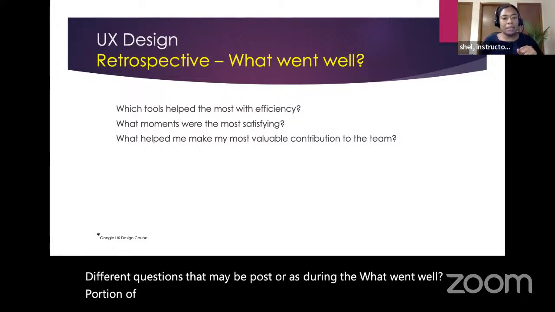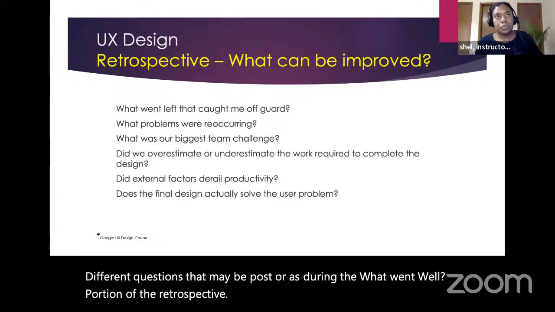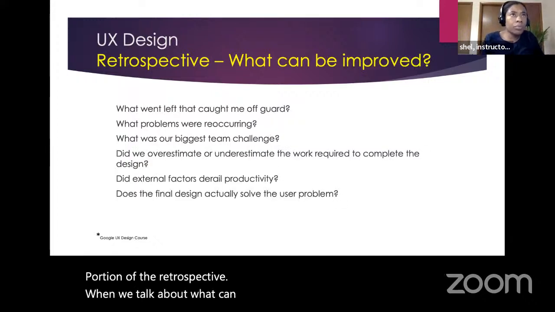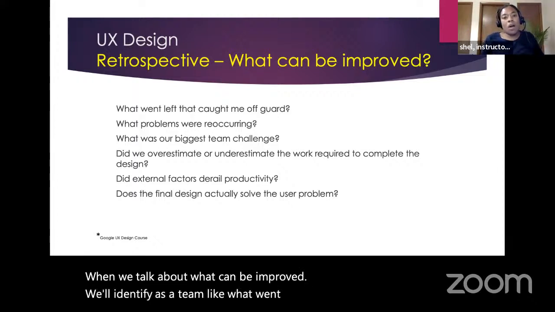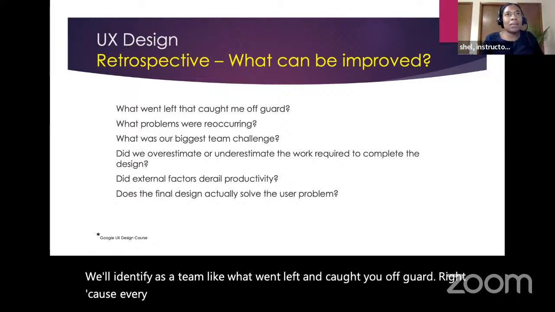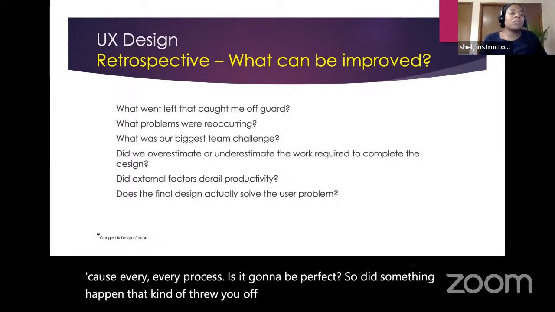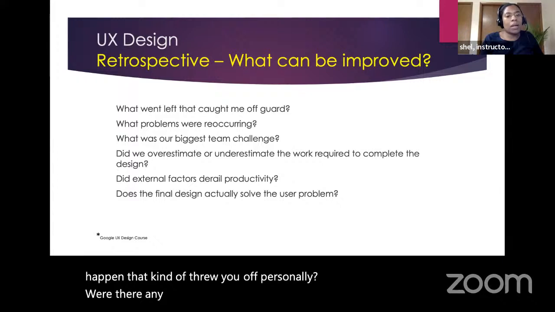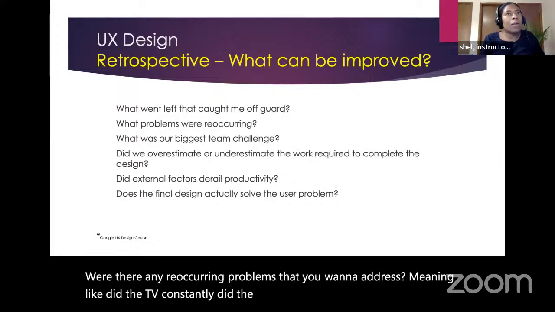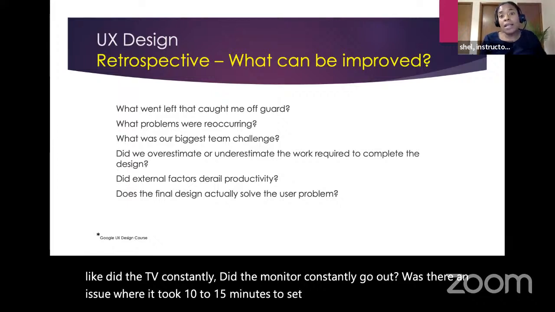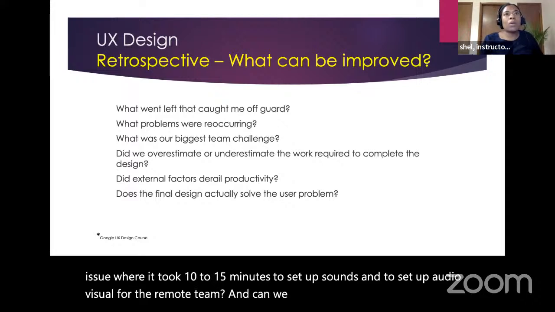of the retrospective. And then when we talk about what can be improved, we'll identify as a team what went left and caught you off guard, right? Because every process isn't going to be perfect. So did something happen that threw you off personally? Were there any reoccurring problems that you want to address? Meaning, did the monitor constantly go out? Was there an issue where it took 10 to 15 minutes to set up sound and audio visual for the remote team? And what can we do to resolve that?